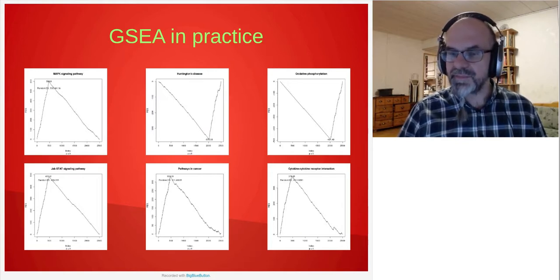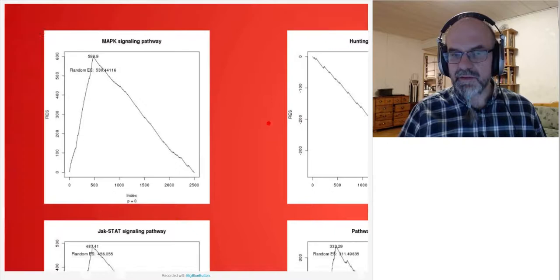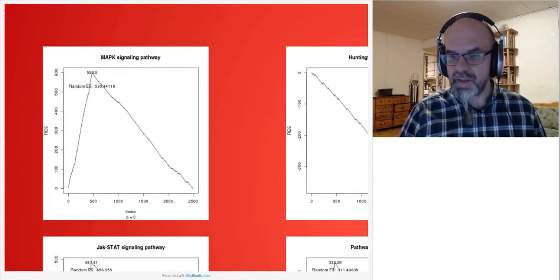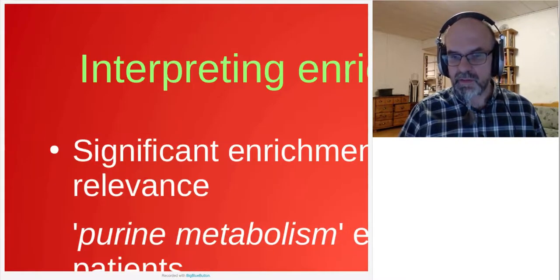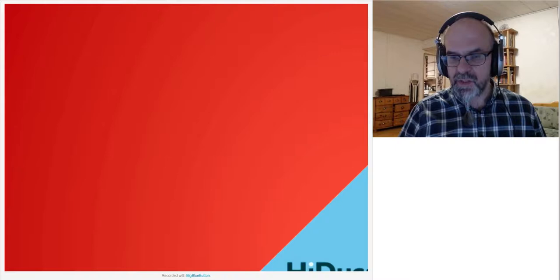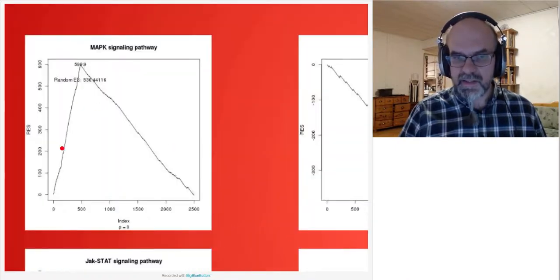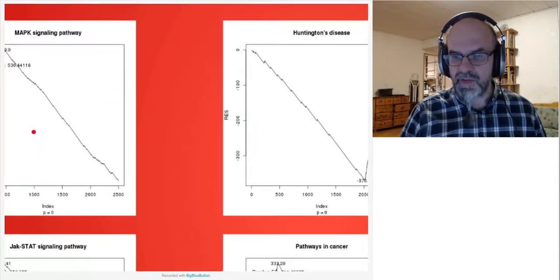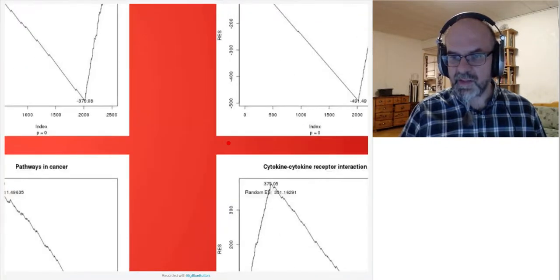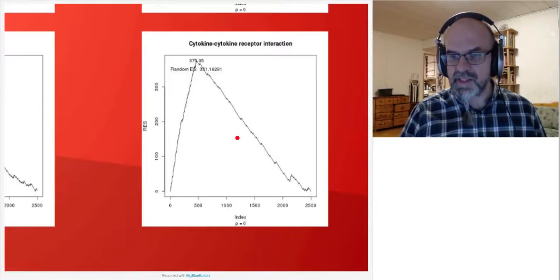Okay, let's have a look at what these things mean. So obviously, I will highlight a bit. This was the MAP kinase signaling pathway example. This is the same graph, but perhaps we can find a similar one. Yeah, so this is the same set.